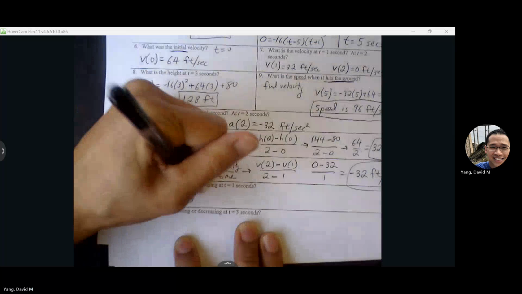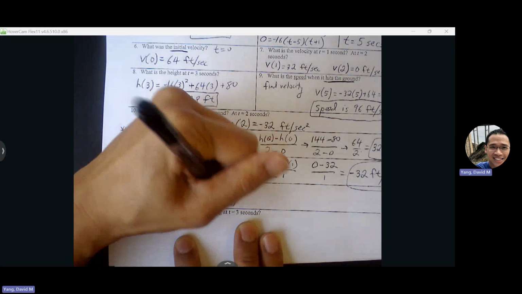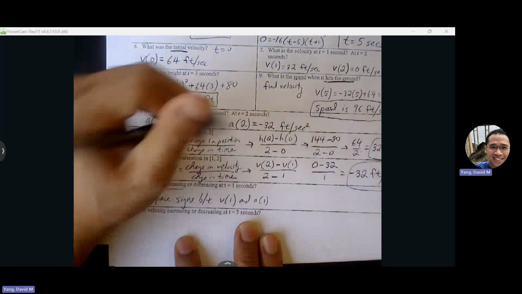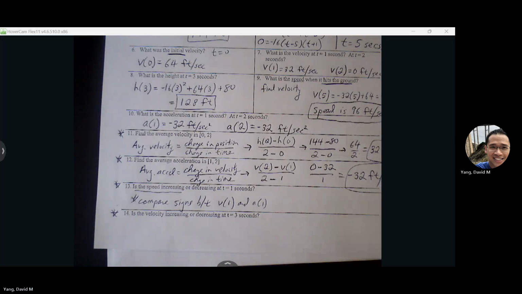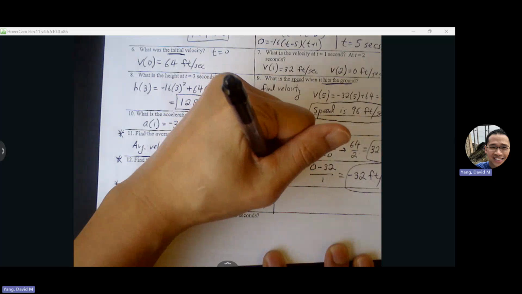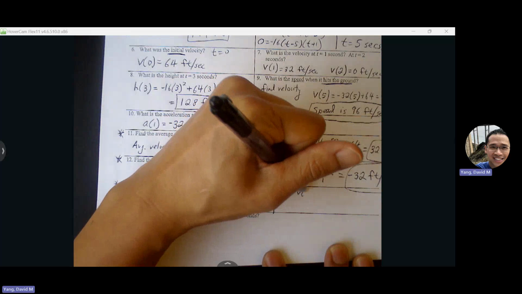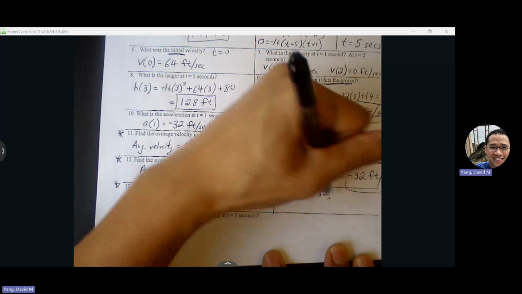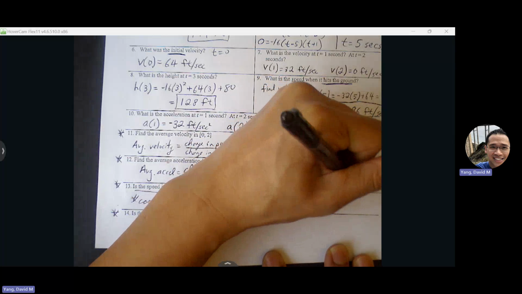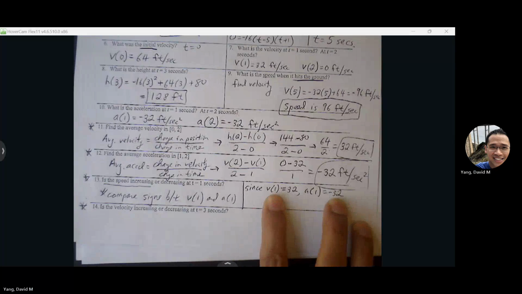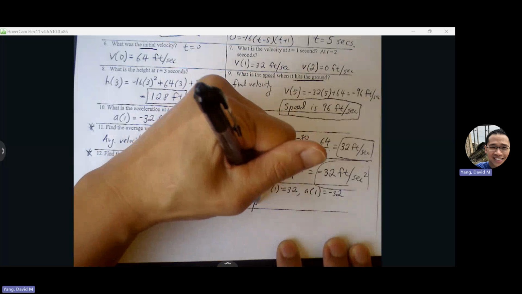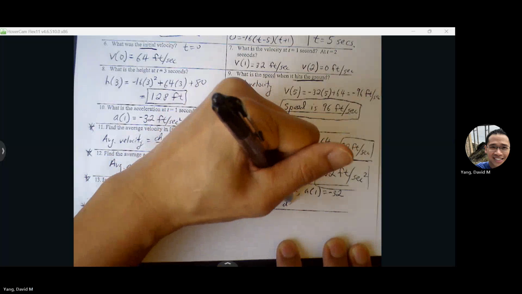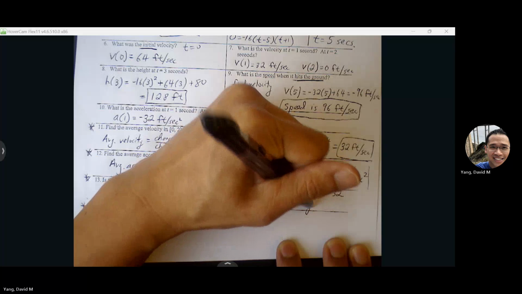Any time we're asking about speed increasing, you're gonna compare signs between V of 1 and A of 1. So we can say, since V of 1 is 32 and A of 1 is negative 32, what can we conclude? That speed is decreasing. And the reasoning is, I just want you to say, because V of t and A of t have opposite signs.